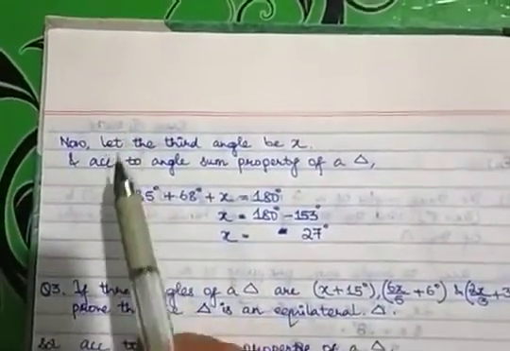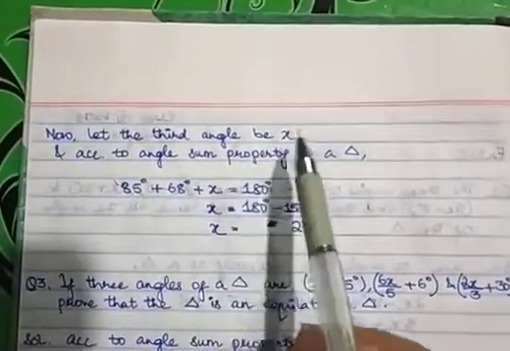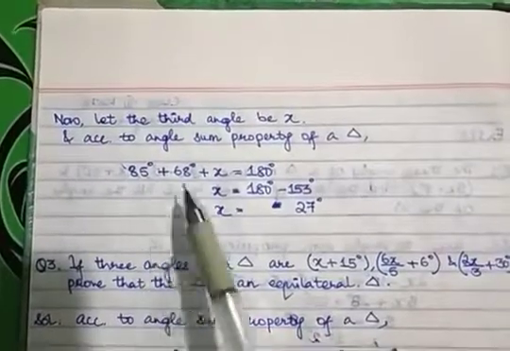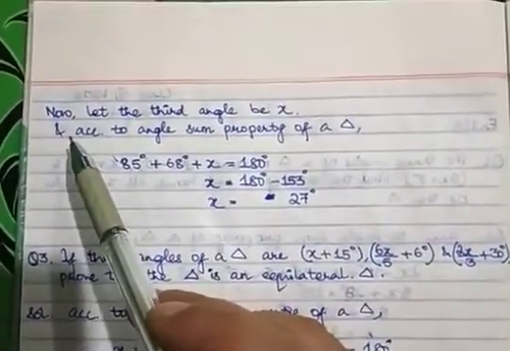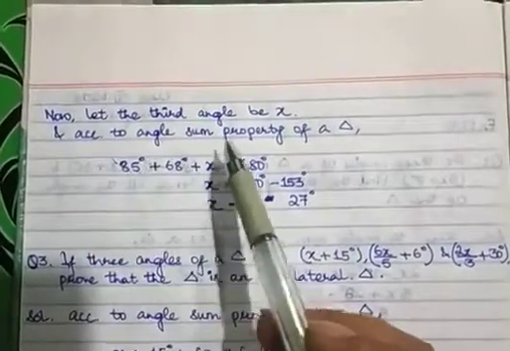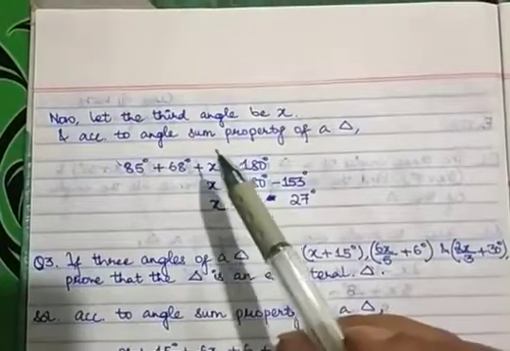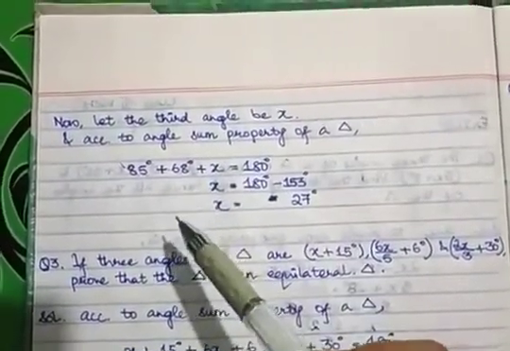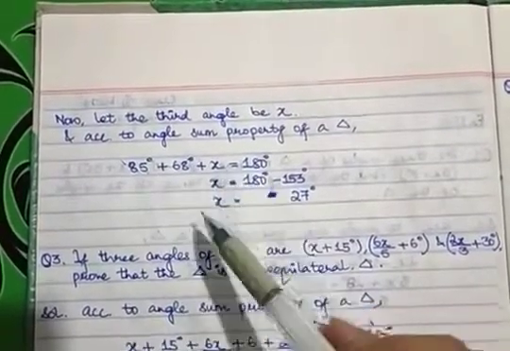So that is what I have done here. Now let the third angle be x. I have assumed the third angle to be x, because I know my 2 angles are 85 degrees and 68 degrees. And according to the angle sum property of a triangle, when we add all the 3 angles of the triangle, we will get 180 degrees, isn't it? So that is why 85 plus 68 plus x equals 180 degrees.